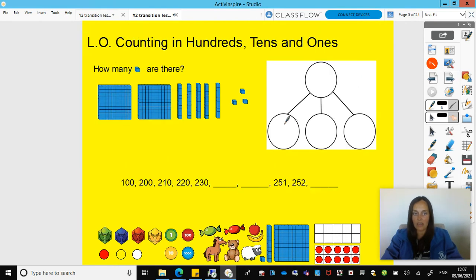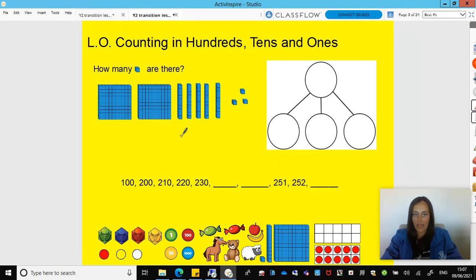Okay, let's do one more together. So, how many ones have we got here? We've got 200, 10, 20, 30, 40, 50, and then we've got 53. So remember, in our total part up here, we write 253. Okay, and our question says, how many ones are there? Well, in this answer, we've got 3 ones. Okay, and then to put it in our part-whole model, we'd put 200, we'd put 50, and then we would put 3.